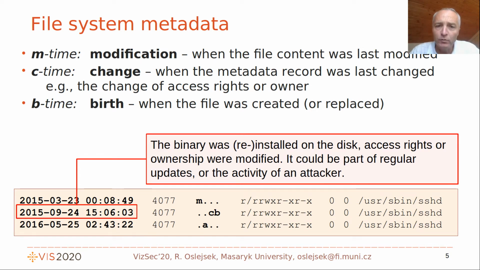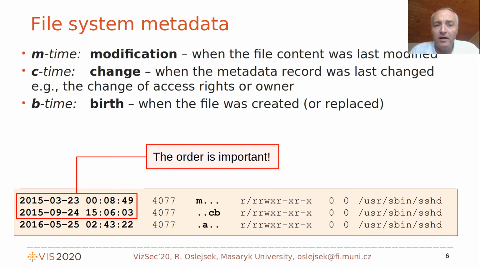The change time denotes modification of access privileges or ownership. Birth time denotes when the file was created or replaced on the disk. In our example, both these changes were done at the same time, which means that the binary was installed or replaced on the disk. If the order was reversed, the binary was installed first and then modified without replacement, then it would be really suspicious and worth paying attention to, because it would indicate that somebody changed the content of existing installed executable.